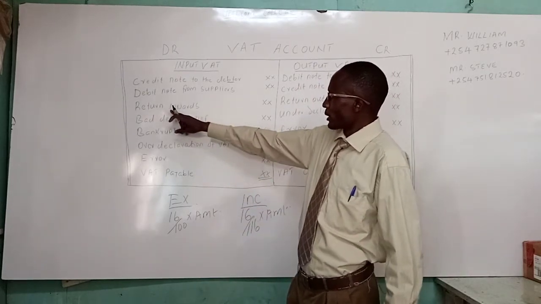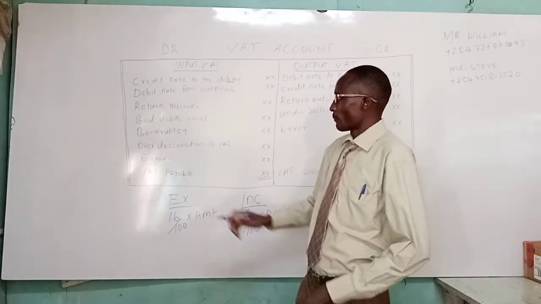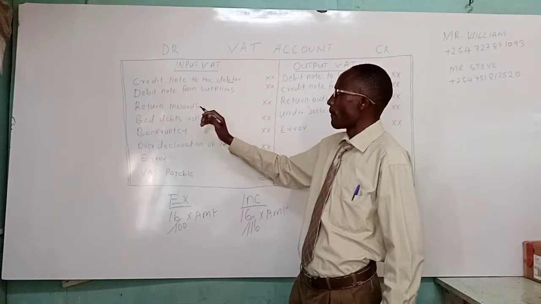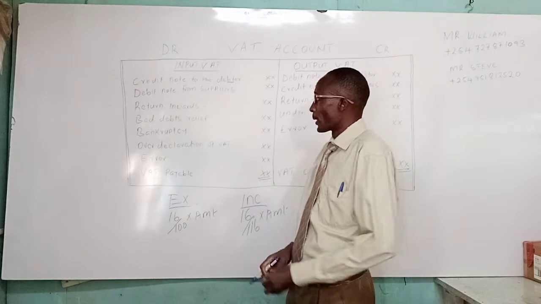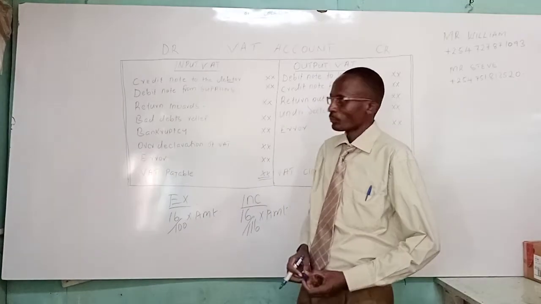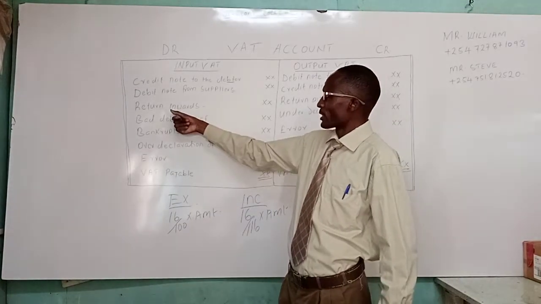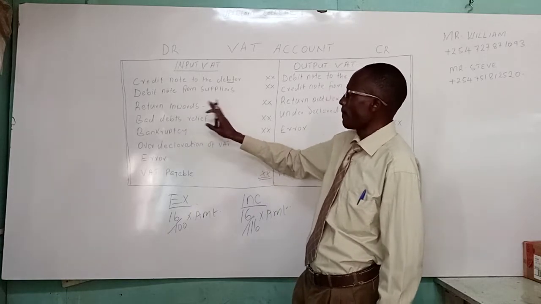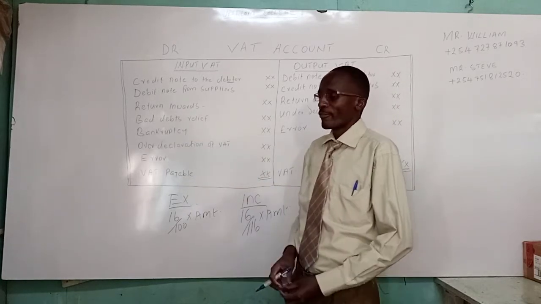Number three is the return inwards. These are the sales which were made to the customers, but the customer has returned. So where you have the return inwards, you debit the figure, then you have bad debts relief.